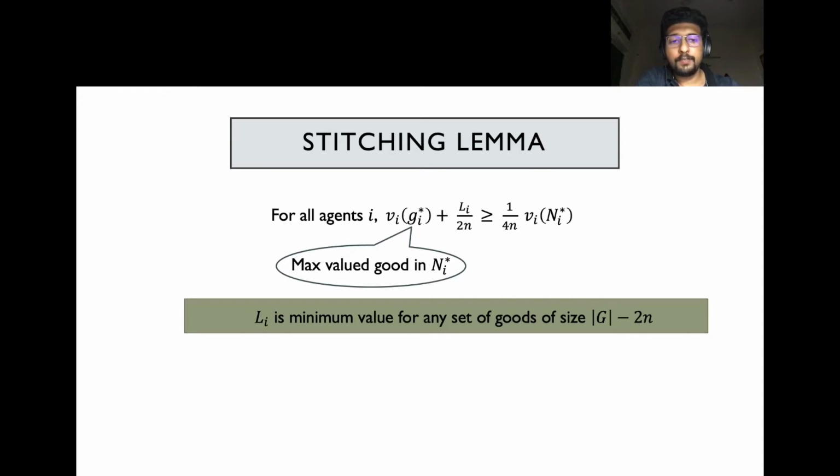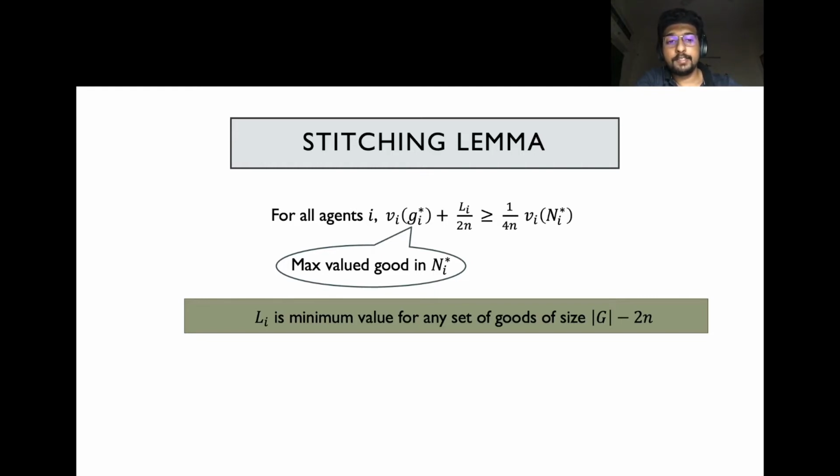To stitch the matching part with the moving knife procedure, we use the following lemma. It states that for all agents, either there is a high valued good in the Nash optimal that guarantees an n approximation, or the quantity Li over 2n guarantees the required approximation. This result ensures that a single high valued good, in particular Gi star, which is the max valued good in Ni star, coupled with a 2n approximation to all the low valued goods, that is Li over 2n, is sufficient to ensure a 4n approximation for each agent.